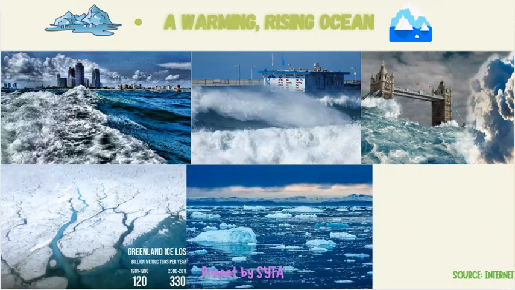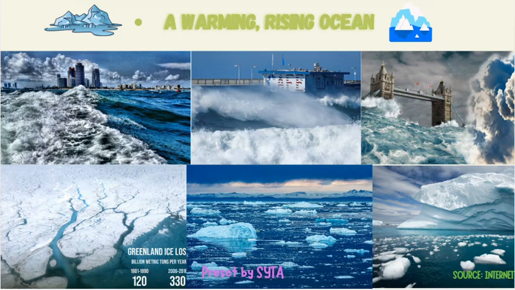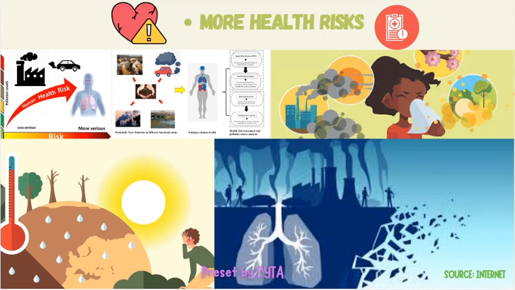The next one is a warming, rising ocean. Global warming is causing global mean sea level to rise in two ways. First, glaciers and ice sheets worldwide are melting and adding water to the ocean. Second, the volume of the ocean is expanding as the water warms.